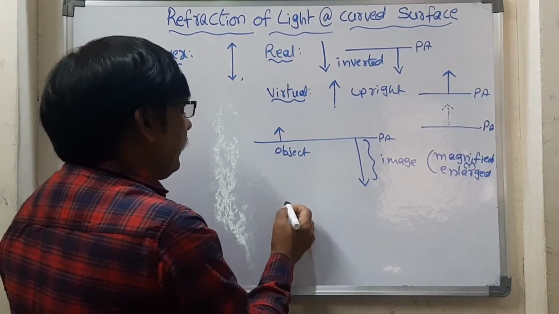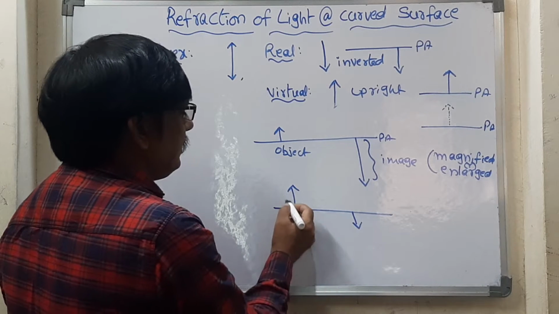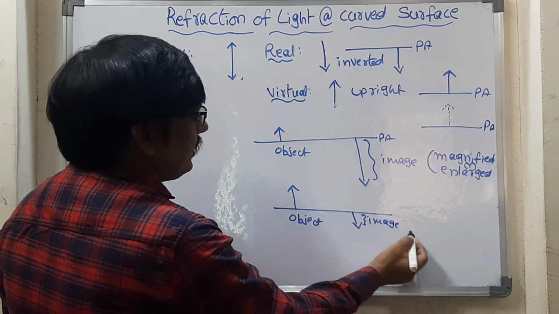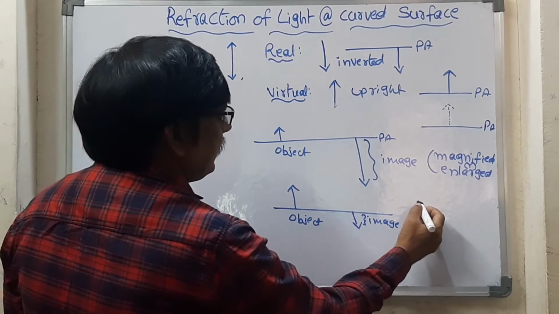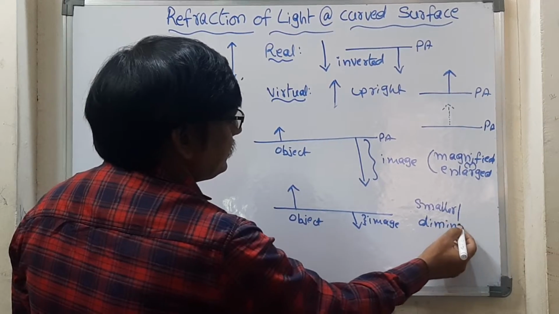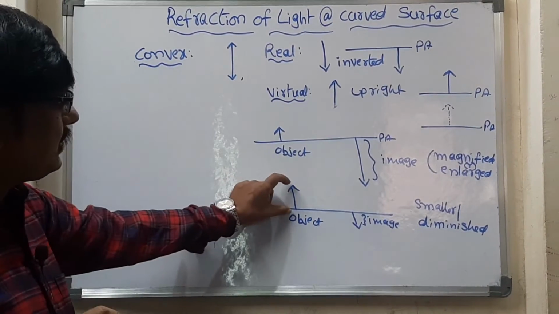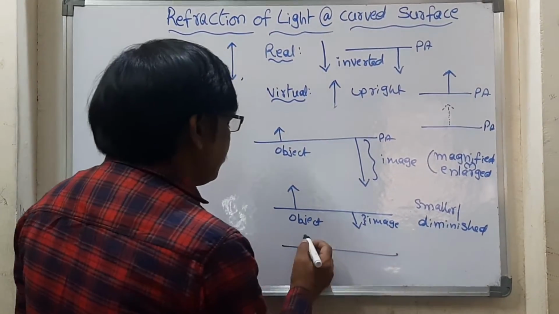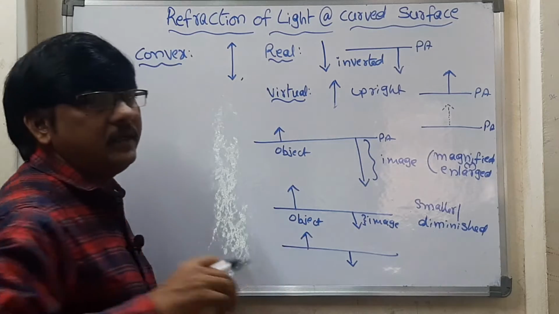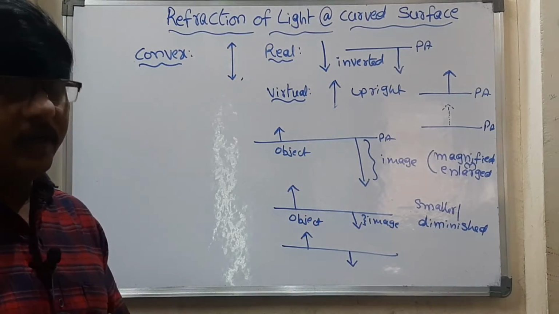Okay, and one more situation. If this is the object and this is the image formed, then in such a case what can we say? This image we can call a smaller image, or also we can say diminished. The image is diminished. These are the basic concepts. One more case is where the object and the image are both the same. That time we can write that the image size is equal to the object size. These are the fundamentals, the basics.